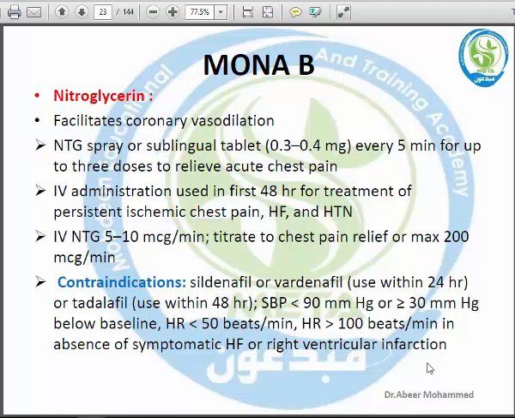Or إذا كان heart rate below 50 beats per minute or heart rate more than 100 beats per minute in absence of symptomatic heart failure or right ventricular infarction. Symptomatic heart failure like congestion, like gallop rhythm اللي هو third heart sound or raised JVP.